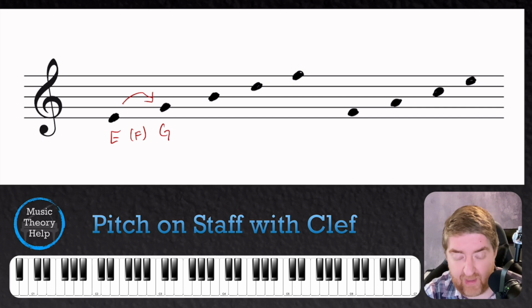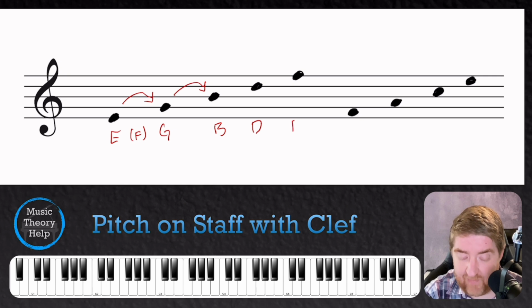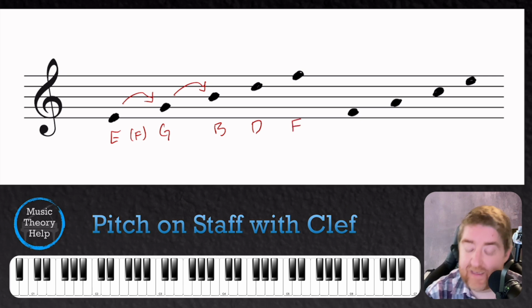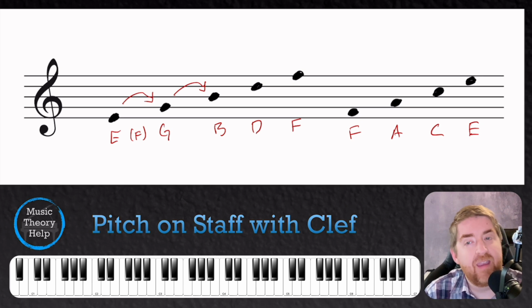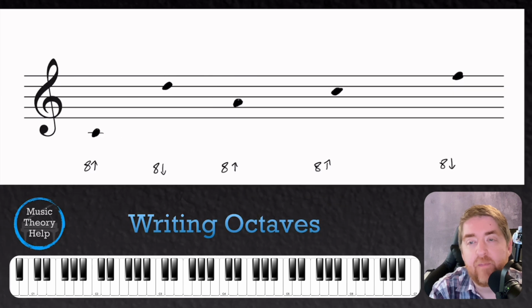So we'll skip a letter name, we'll think in thirds as we go to B, and up to D, and up to F. Then our spaces, F, A, C, and E. So we're thinking in thirds, we're skipping a letter for each going from space to space or line to line. It's important to memorize these pitches on the staff. You may or may not be familiar with staff notation, but you have to learn to recognize these things quickly.